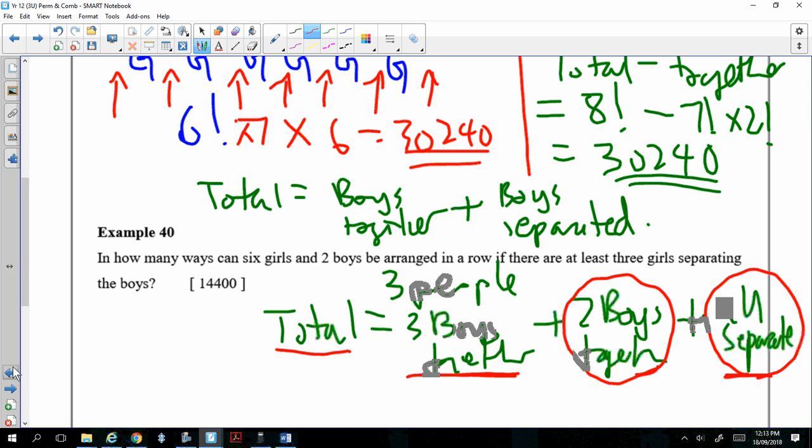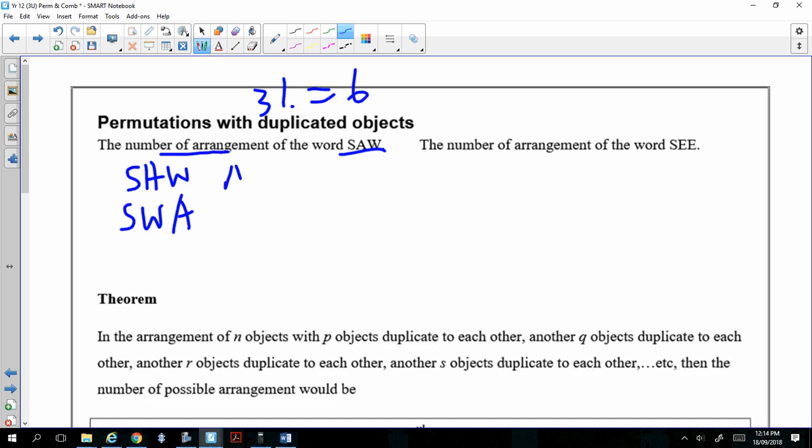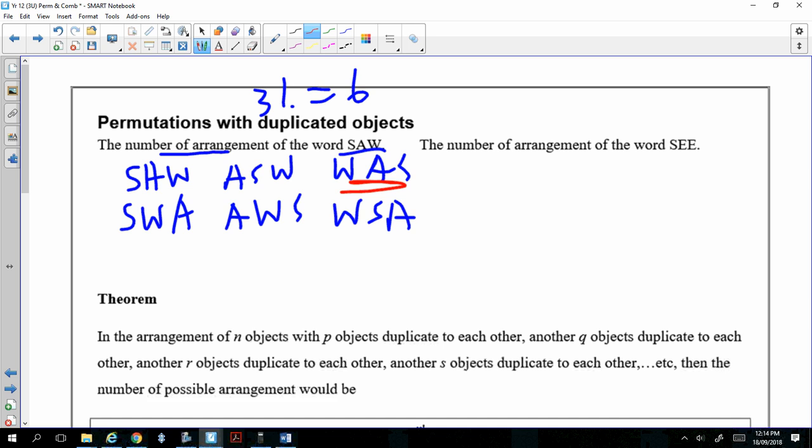Okay, good. Next one, permutations with duplicated objects. So, the number of arrangements with the word SAW, let's list them all. We know it's going to be 3 factorial, 6 ways. S, W, A, what else? A, S, W, A, W, S, and W, A, S, and W, S, A. Notice that we made some real word, WAS, from SAW.